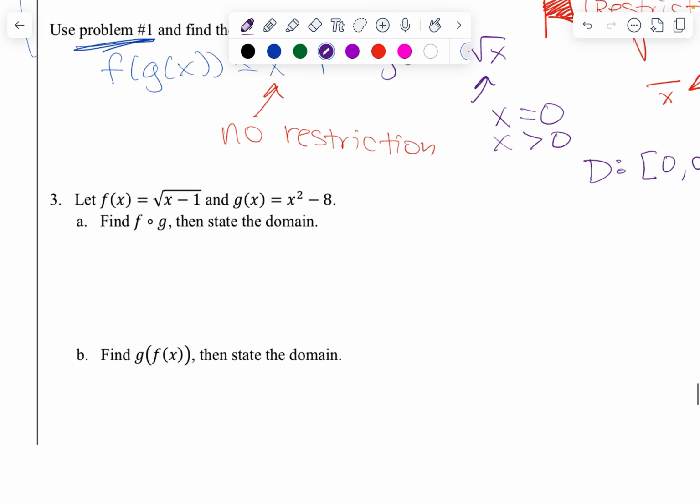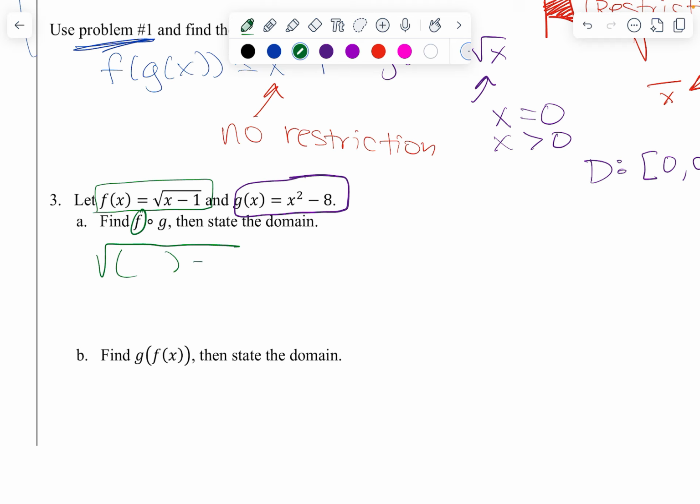All right, let's look at number 3. It says if f of x is the root of x minus 1 and g of x is x squared minus 8, find f of g, then state the domain. So let's go ahead and find f of g. Remember, this is a non-specific composition. So we're going to take the outside function first as the skeleton. So the root of x minus 1, we replace the x with the parentheses.